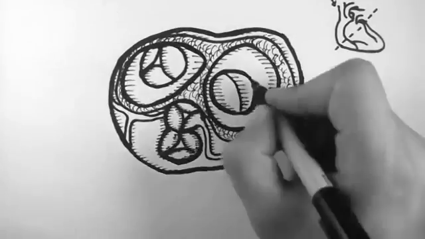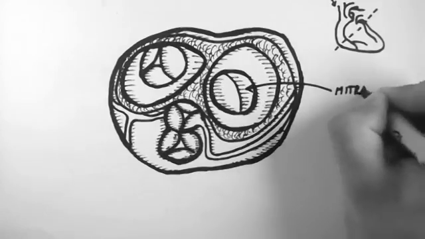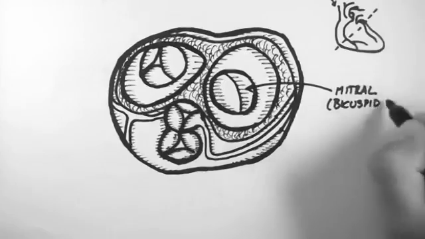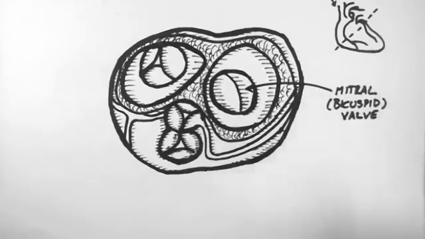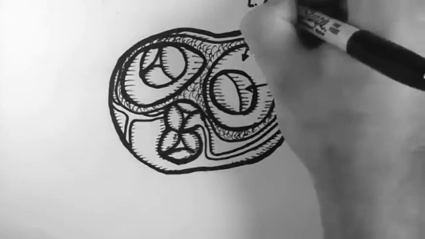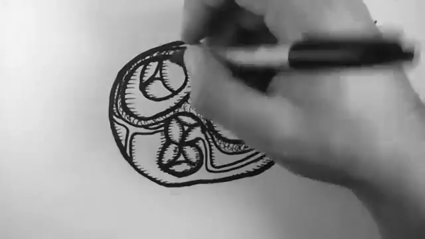So here's our first valve here. And this is the mitral valve. It's also known as the bicuspid valve because it has two cusps. It lies between the left atrium and the left ventricle. And so here we're actually looking into the left atrium.